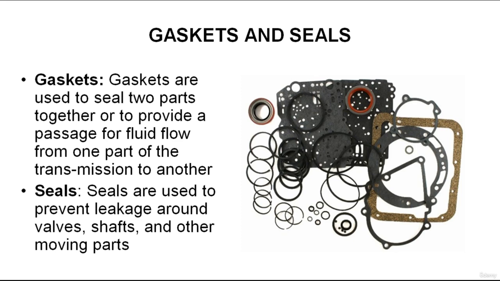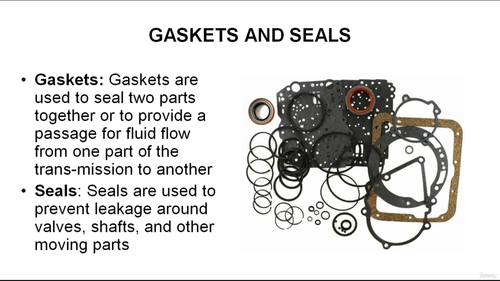Different types of seals are used in automatic transmissions. They can be made of rubber, metal, or Teflon. Transmission gaskets are made of rubber, cork, paper, synthetic material, metal, or plastic. So what are gaskets?